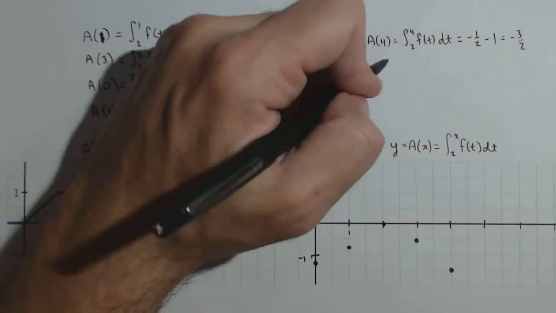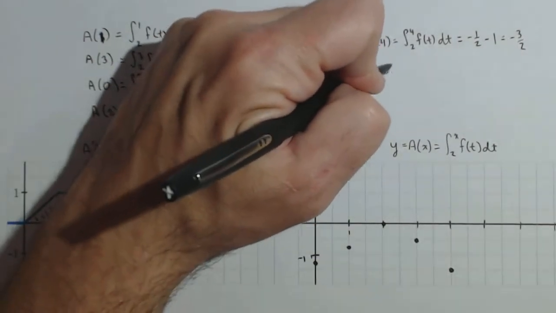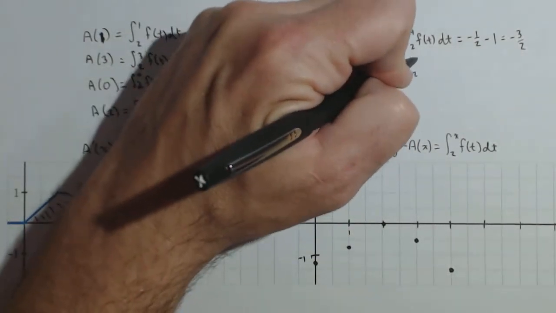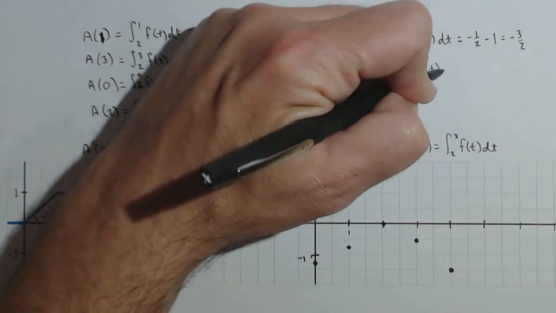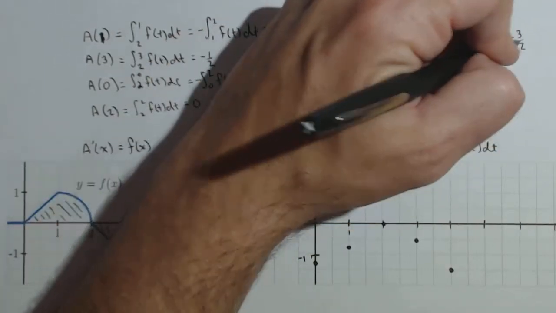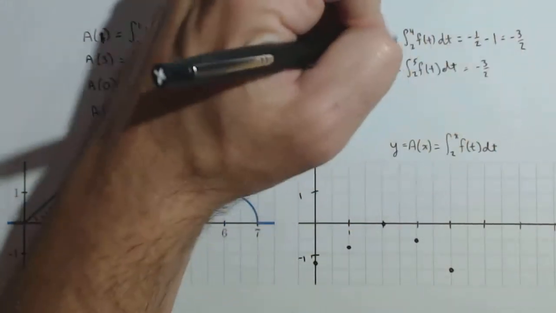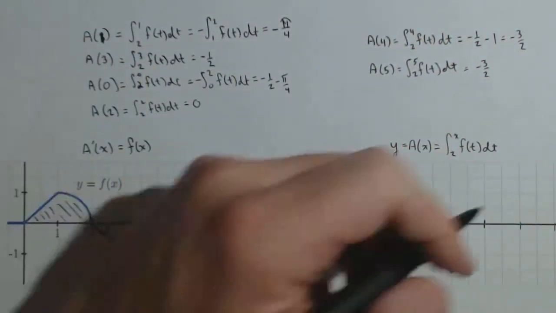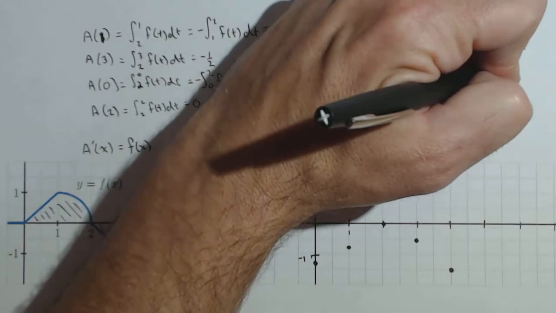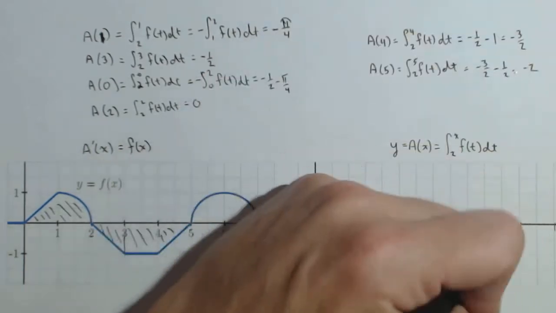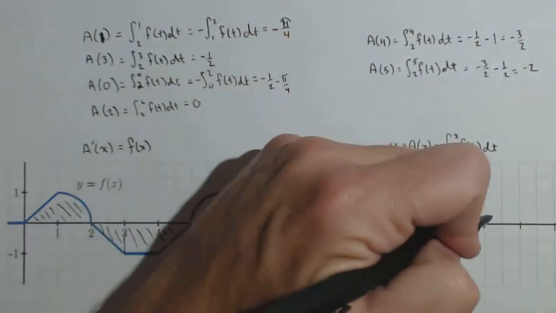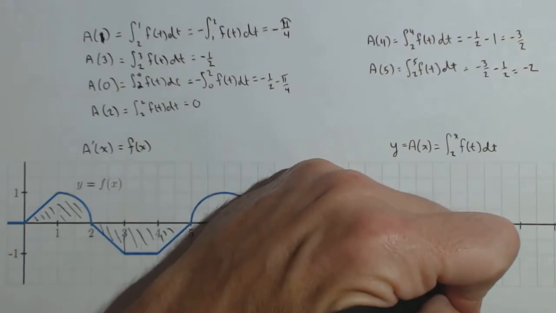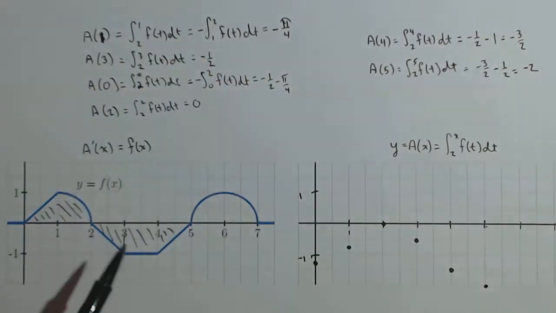Next thing we got is A of 5. So the integral from 2 to 5 of f of t dt, and going with our accumulation theme, it's negative 3/2 because that's going to cover 2 to 4, and then additional what we have from 4 to 5, which is another negative 1/2, so negative 2. So we're going to go a little bit lower here, and right there.